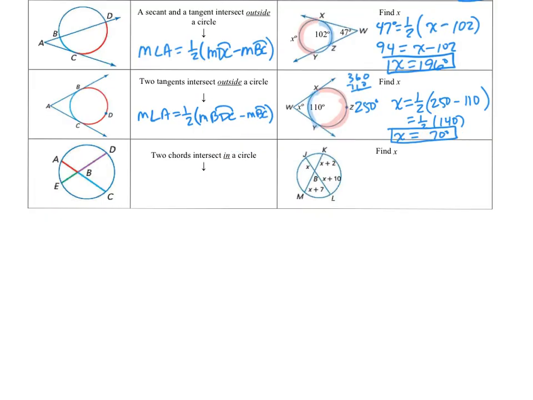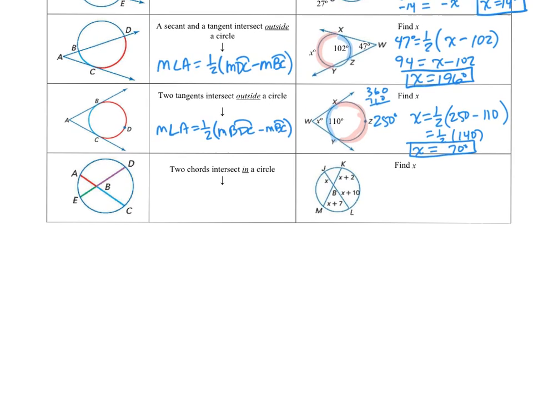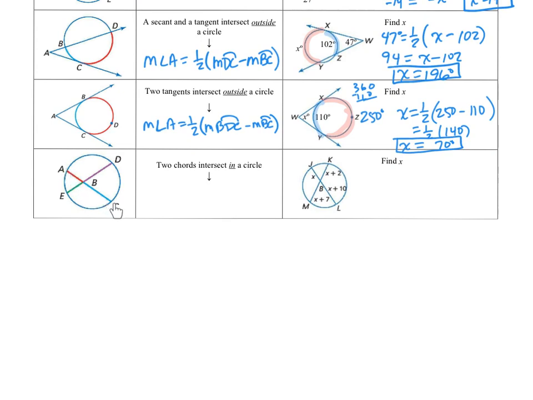Okay, so now we're going to switch gears and we're going to switch from talking about angles to the measures of segments. So in this picture, notice we have two chords, and we have two chords that intersect inside the circle. Okay, so what this theorem is going to tell us is when these two chords intersect, they chop each other into pieces. So this chord AC has been cut into segments AB and BC, and this chord DE has been cut into EB and BD.